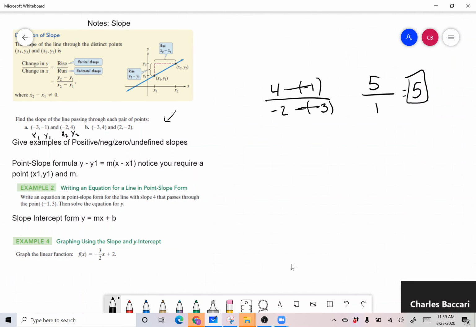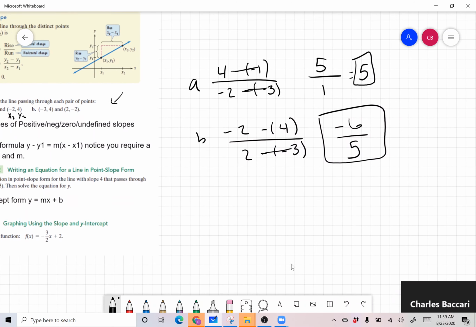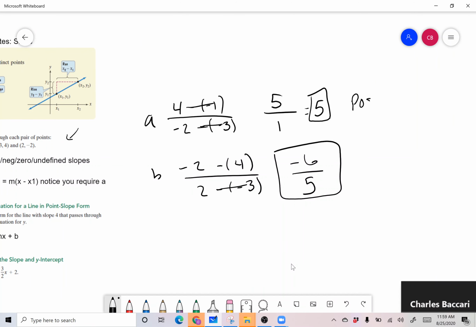The next one, we've got negative 2 minus 4 over 2 minus negative 3. So this is part B, this is part A. Negative 2 minus 4 is negative 6. This becomes a plus, so 2 plus 3 is 5, so negative 6/5 is your slope. So positive, negative slopes, obviously this one is positive, and this one's negative.